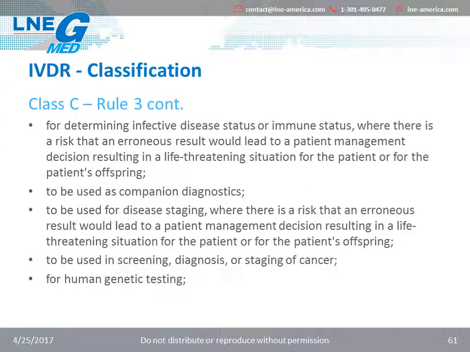This is a continuation of Class C, Rule 3, for determining infective disease status or immune status, where there is a risk that an erroneous result would lead to a patient management decision resulting in a life-threatening situation for the patient or for the patient's offspring, to be used as a companion diagnostic, to be used for disease staging, where there is a risk that an erroneous result would lead to a patient management decision resulting in a life-threatening situation for the patient or for the patient's offspring, to be used in screening, diagnosis, or staging of cancer, and for human genetic testing.